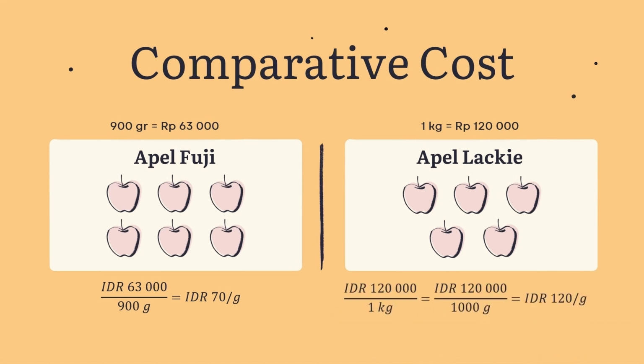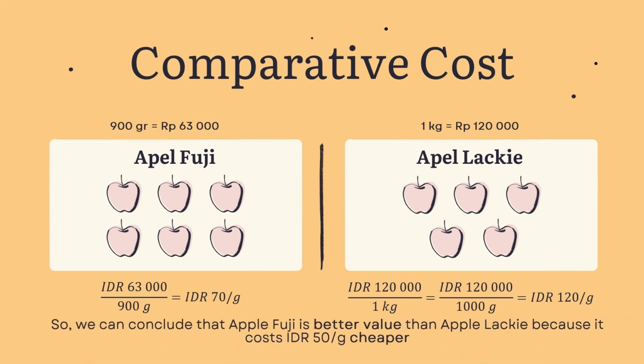And then we do exactly the same thing for apple Lucky. So 120,000 rupiahs divided by a kilogram, which is 1,000 grams, to get 120 rupiahs per gram. And then by comparing these two prices, we can see that apple Fuji is better value because it costs 50 rupiahs per gram cheaper than apple Lucky.